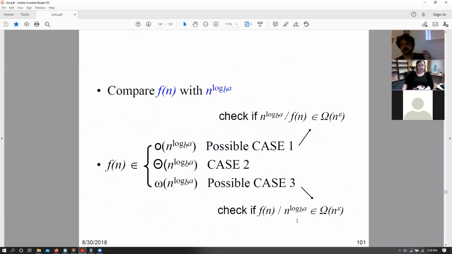Okay. So essentially that is what we need to check. If we want to check for case 1, we usually check for the case where n raised to the power of log base b of a divided by f of n equals big omega of n raised to the power of epsilon. The exact inverse of that would be checked by case 3, where we divide f of n by n raised to the power of log base b of a, and then we check that if it is big omega of n raised to the power of epsilon. That comes from the fact that case 1 checks for big O's and little o's.